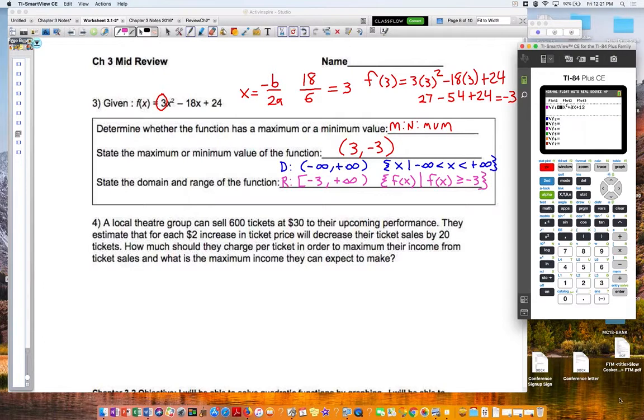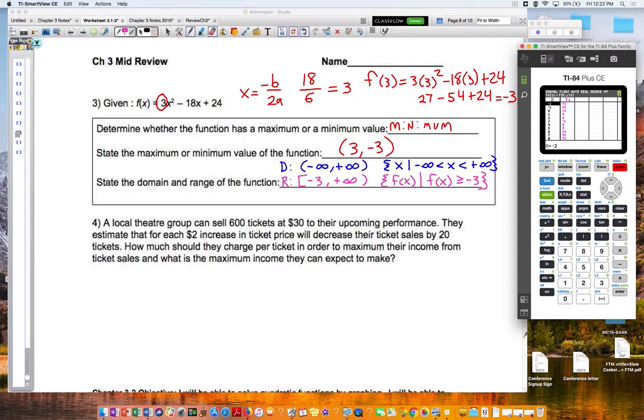So again, if you needed to graph this, you could go 3x squared minus 18x. Oh, even with all these big numbers, we'll get a nice graph here. And you'll be able to see that graph right there. Notice how the vertex right here is at 3, negative 3. Okay? And it's going up. Again, if you're unsure, look at the table. You can see 3, negative 3 is my vertex.